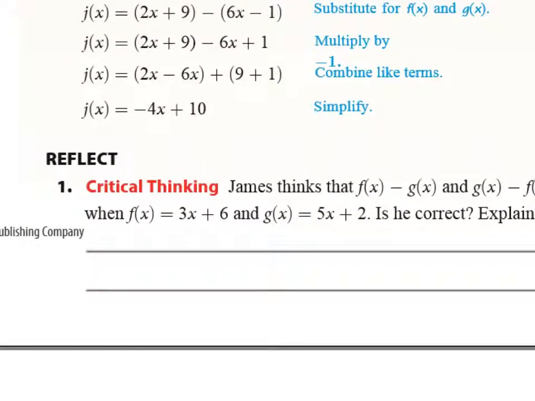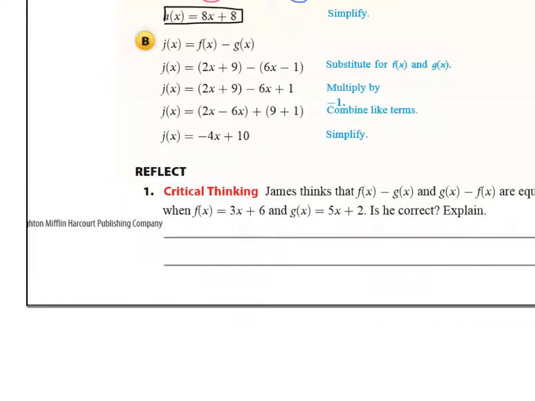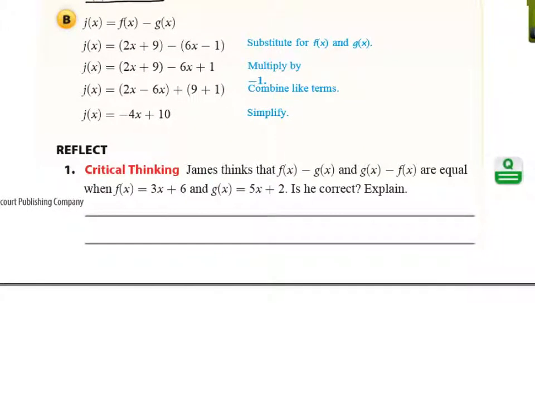So our first reflection question says that f of x minus g of x and g of x minus f of x would be equal to each other. Is he correct? And explain. This should be something you can explain without actually having to do any of the work. So try to decide among your groups if you agree that no matter which one you put first, it will still equal the same thing.